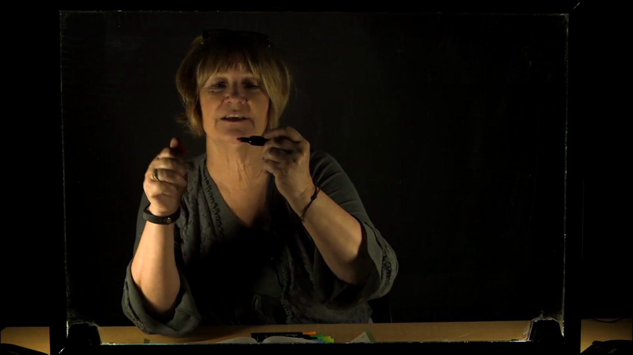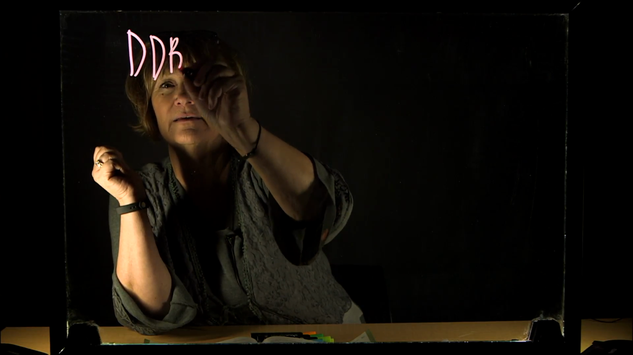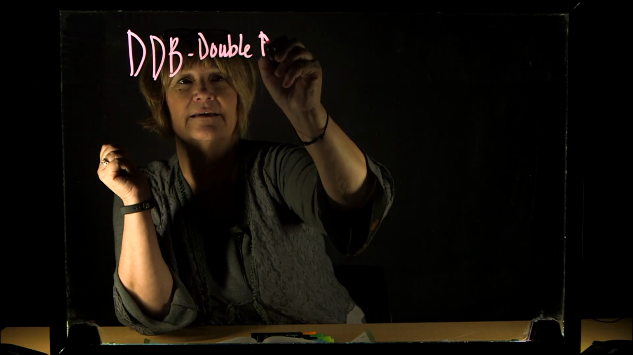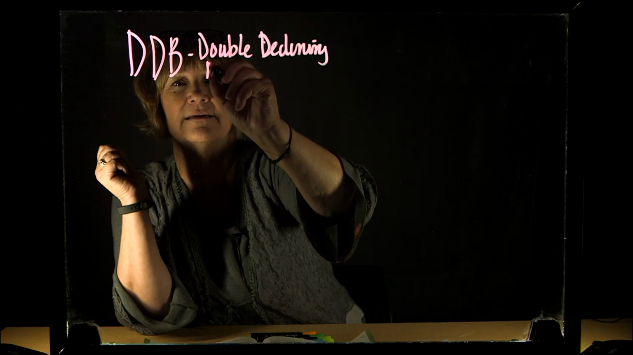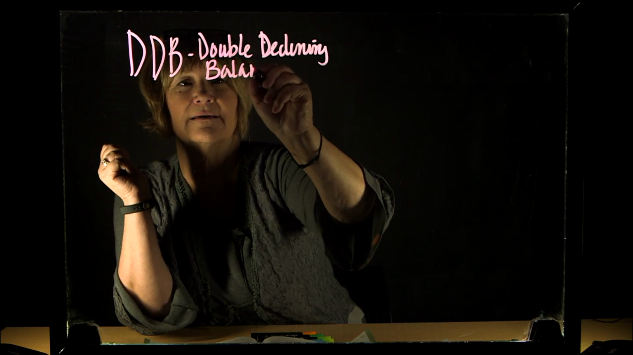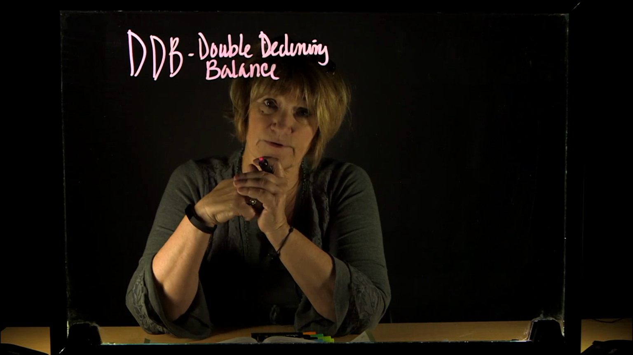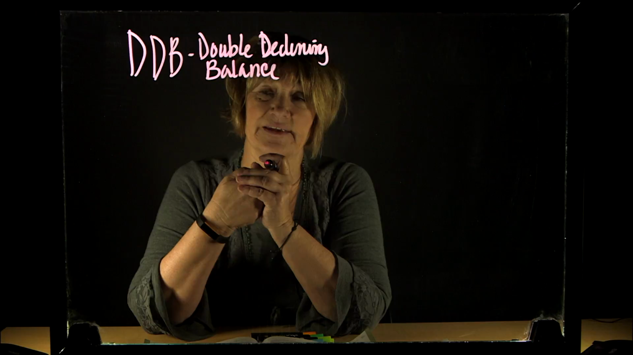So the final method of depreciation calculation is what we refer to as DDB, double declining balance. Okay? And this formula is different from what we've used in the previous two methods.